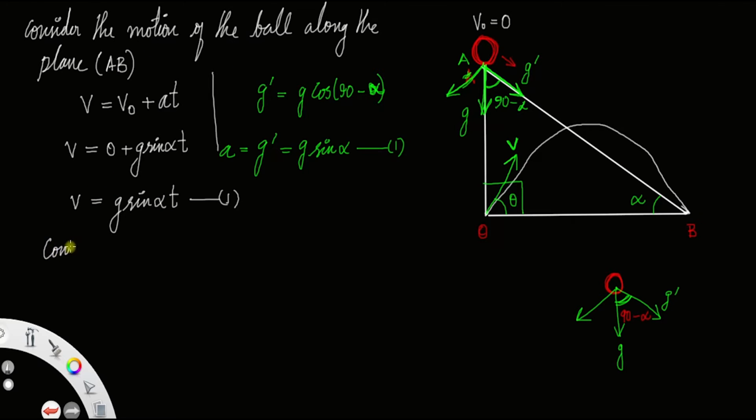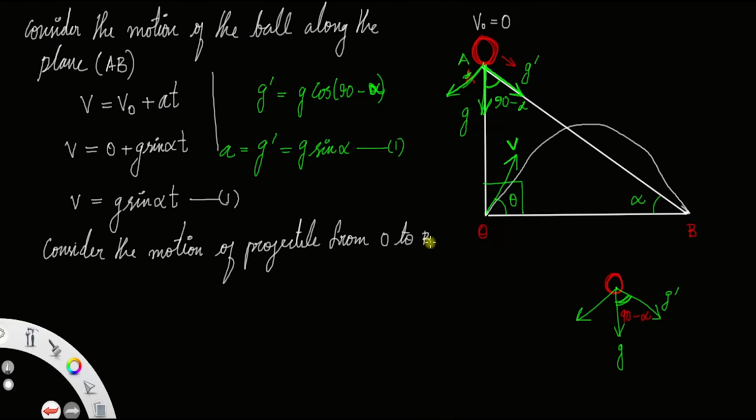Now consider the motion of the projectile from O to B. See, this O to B is the complete motion of this projectile. So the time it took from the point O to reach the point B will be the time of flight of the projectile. And we know the expression for time of flight: t is equal to 2 times the velocity of projection v times the sine of the angle of projection, divided by g. This is the expression for time of flight of the projectile.